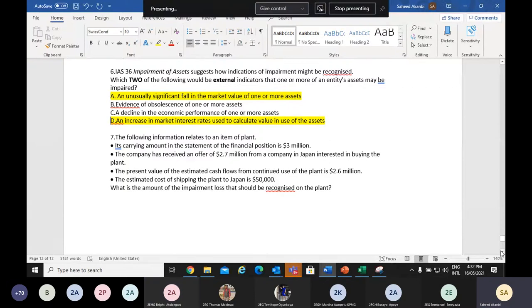Okay, so let's answer this question together. What's the carrying value of this asset? $3 million. Very good. What is the fair value less estimated cost to sell? 2.650. It's 2.7 minus 50,000. 2.650. Very good. What is the value in use? 2.6. So what figure will now represent the recoverable value? 2.65, because it's the higher figure. So how much is impairment? It's 3 million minus 2.65. Fantastic. Any question?